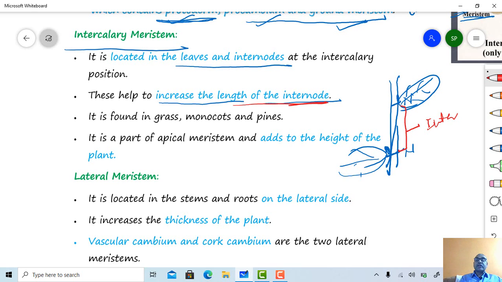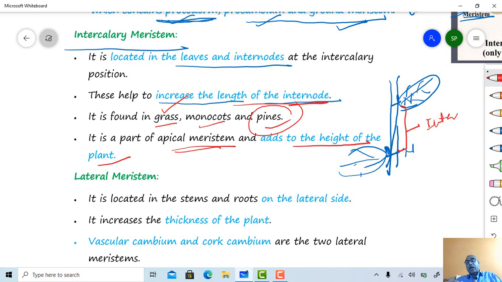So the intercalary meristem helps increase the length of the internode. It is found in grasses, monocots and pines. Grasses are the best example of monocots. Pines are generally considered gymnosperms. It is a part of the apical meristem and adds to the height of the plant.